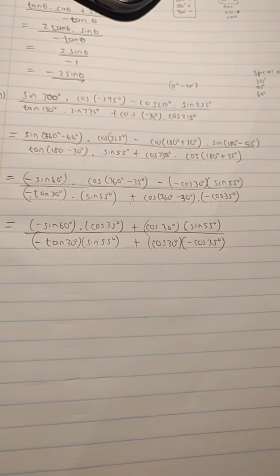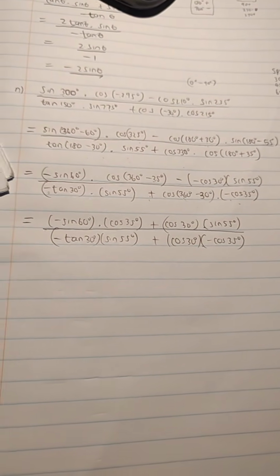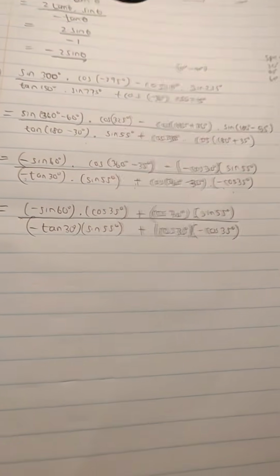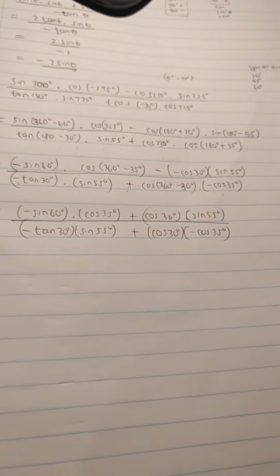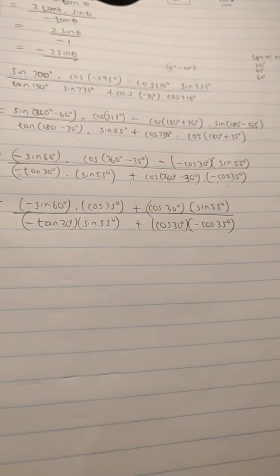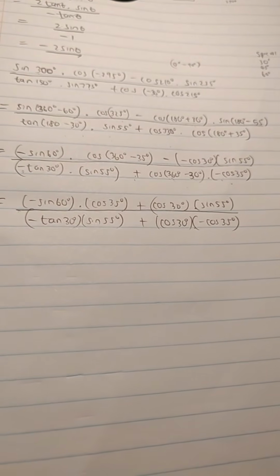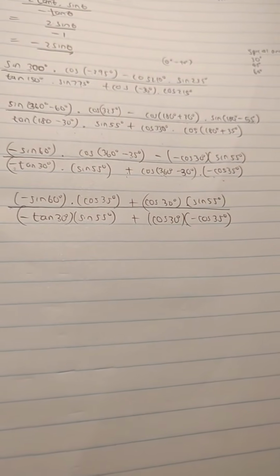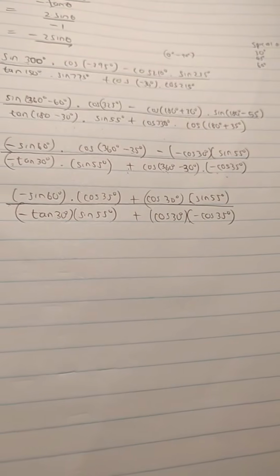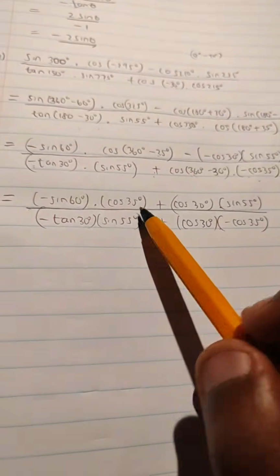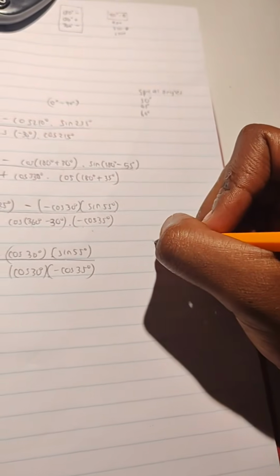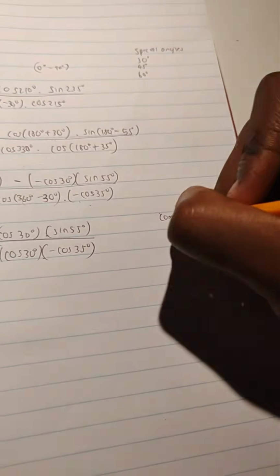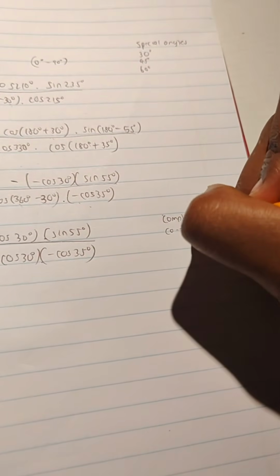So things are looking okay so far, right? But now we just need to sort out our signs in between. What needs to be reflected? There's something you need to note here. There's this thing that we call the complementary co-function or co-ratio.